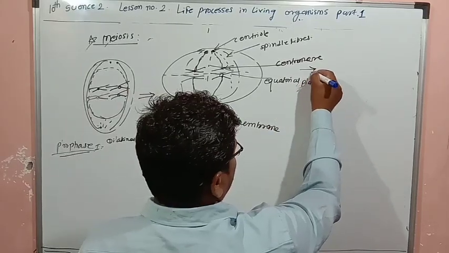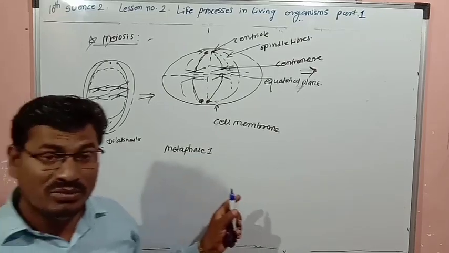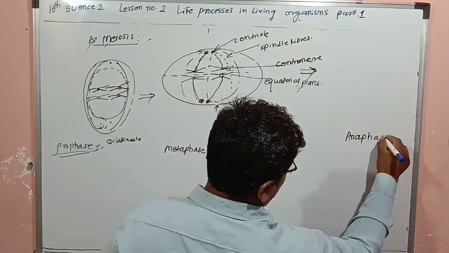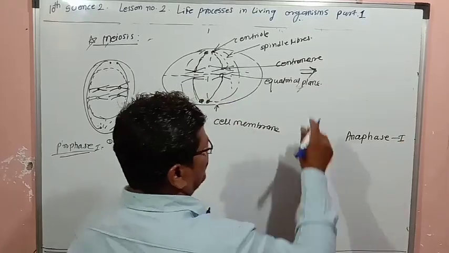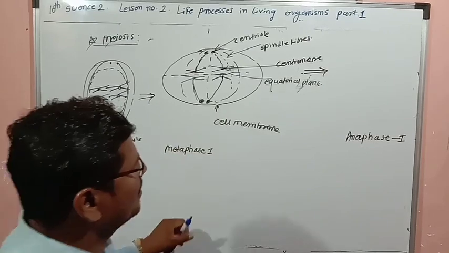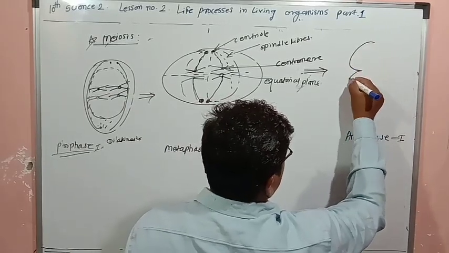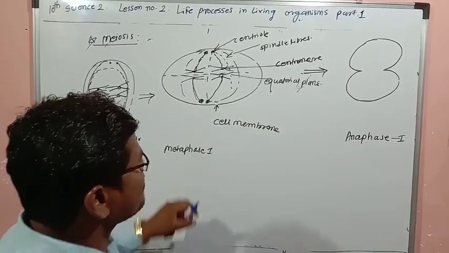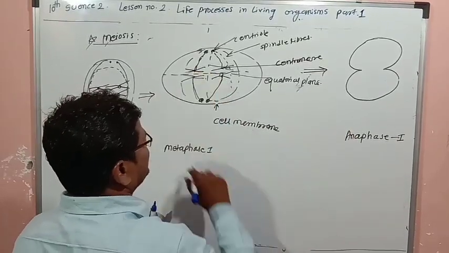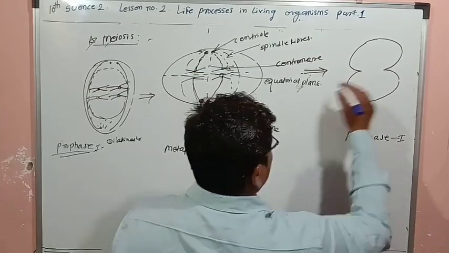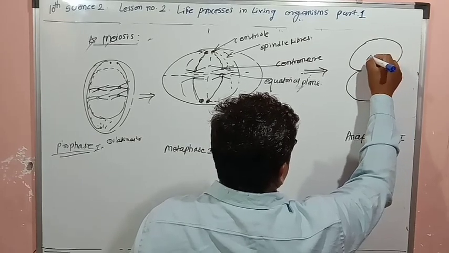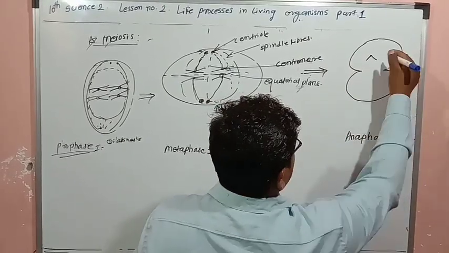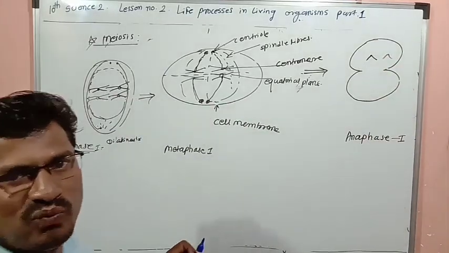So next stage is there. Already these stages we have studied in the mitosis. So next stage after metaphase is anaphase. Anaphase first. So what will take place here? Like this way we are going to show. So in this, suppose these non-sister chromatids, these are pulled.